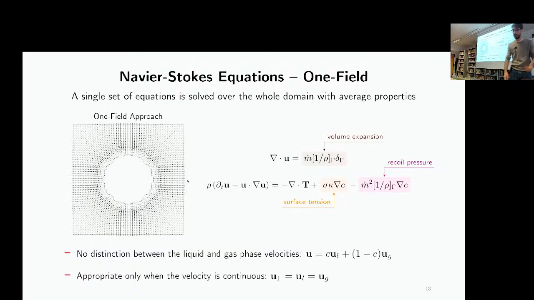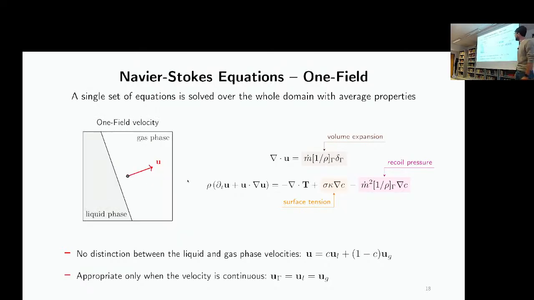This happens because in the one-field formulation, the velocity at the interfacial cell is an average between the liquid and the gas phase velocity. This is fine if we have a continuous velocity field. But if we have a discontinuity, the liquid and the gas phase velocity may vary by orders of magnitude. So if we just assume that this is the liquid velocity, we have a strong error in the transport of the interface.